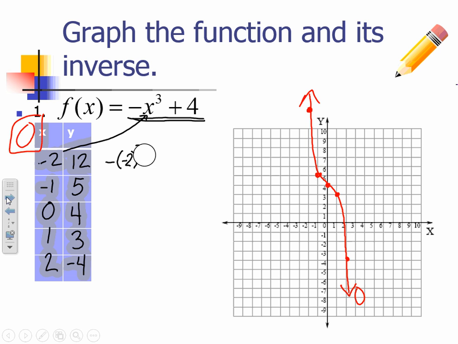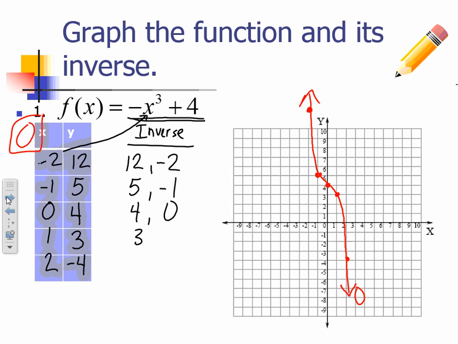Okay, here's my original. And now I need to find the inverse, because it says graph the function and its inverse. If you made a good table for the original, which we did, the inverse table is pretty simple because we just found out you just switch x and y. So I'd plot 12, negative 2; 5, negative 1; 4, 0; 3, 1; and negative 4, 2. And when I make a picture of that, it's going to graph the inverse for me.